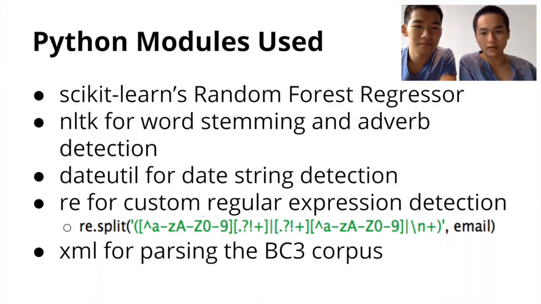We use NLTK, the Natural Language Toolkit, for stemming words, reducing words in sentences to their stem forms, and removing adverbs, because NLTK provides a very handy function that tags each word in the sentence with what function that word serves. We also use dateutil to detect if there is a date in a sentence.